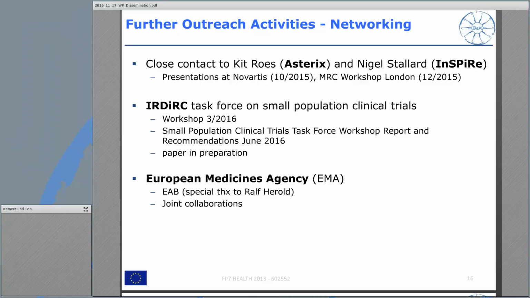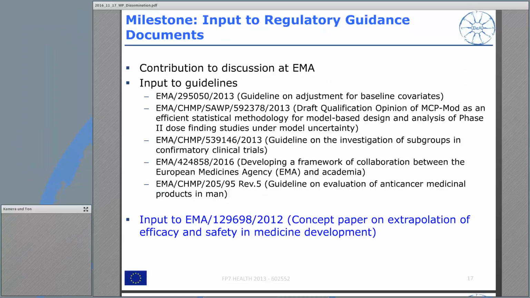Another very important part of our network is the European Medicines Agency. Many thanks, in particular, to our advisory board member, Ralf Herold. And during the project, we had several interactions with the EMA. For example, we not only contributed to discussions, we also gave presentations at CMA, and in addition, we also wrote comments to guidelines as listed on this slide.